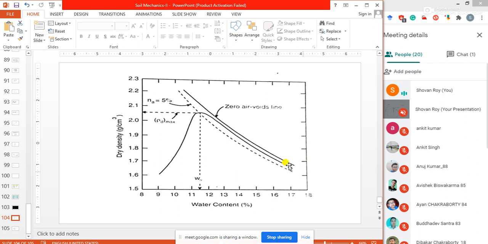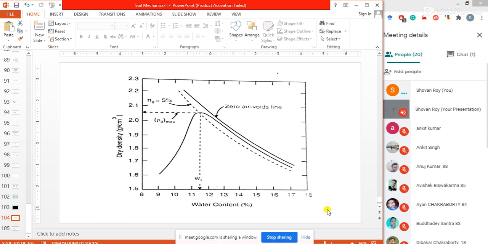Okay, it will show like that. But how can we draw this dry density versus water content curve? How can we draw this zero air voids line, or how can we find out these zero air voids values, as well as how can we draw this zero air voids line? I will show you.